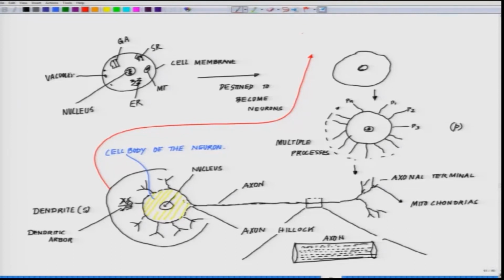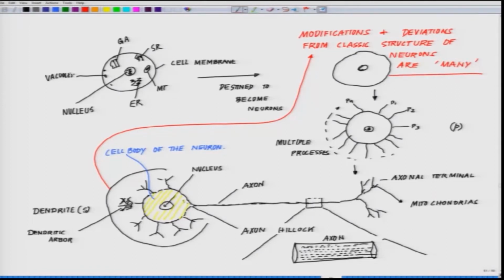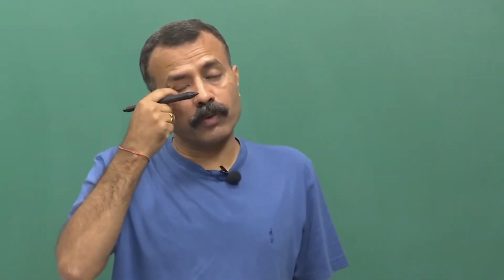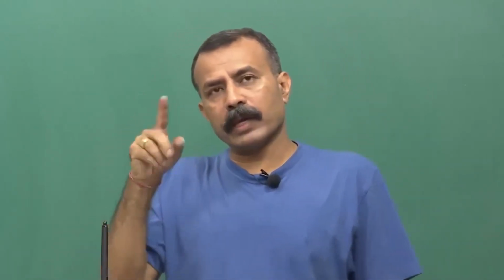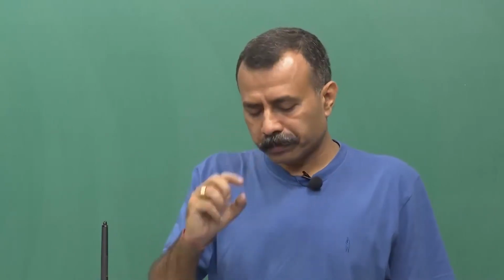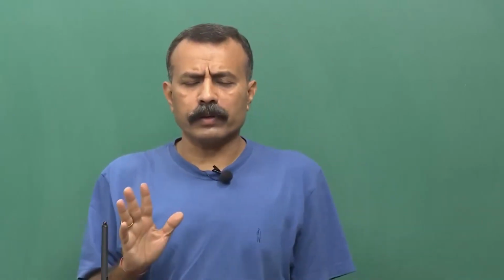But at this stage, of course, I will just highlight that the modifications and deviations from the classic structure of a neuron are many, and depending on context, I will request you to remember this week 4 last class, that is the 5th lecture of week 4. Depending on the context, time and again, we will pick up those modifications, because this is very, very important for you to understand.